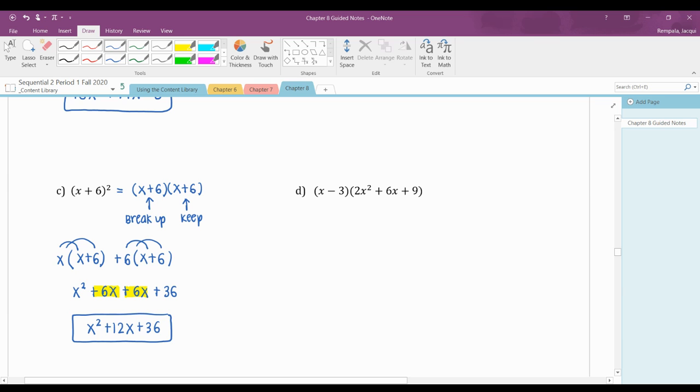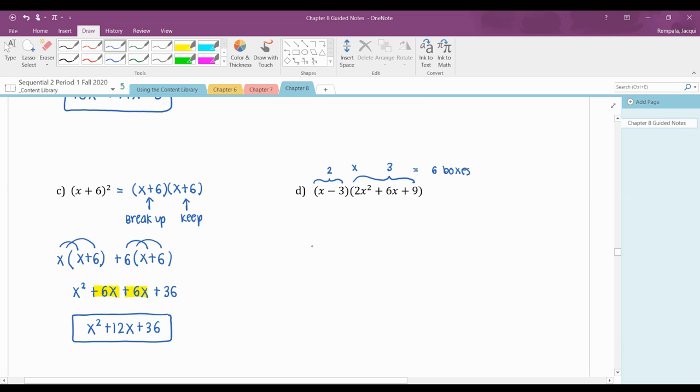Here is our last example. We've got x minus 3 times 2x squared plus 6x plus 9. So let's do the box method here. I see that I have a binomial, which is 2 terms. I see that I have a trinomial, which is 3 terms. So 2 times 3 tells us that this time I want 6 boxes.